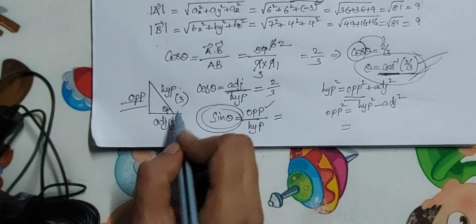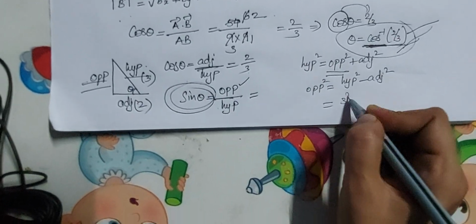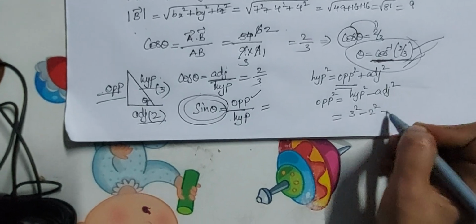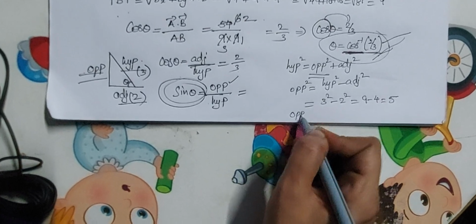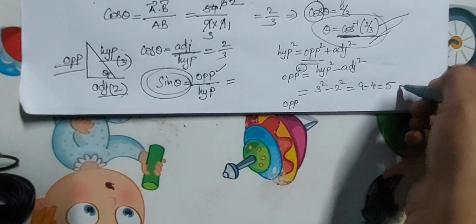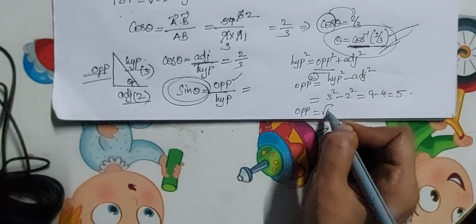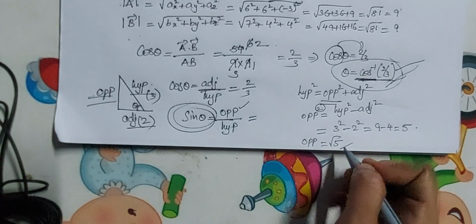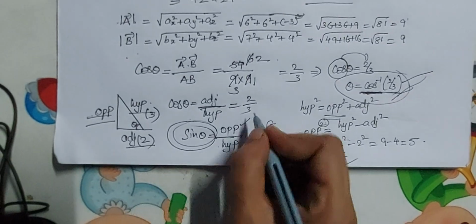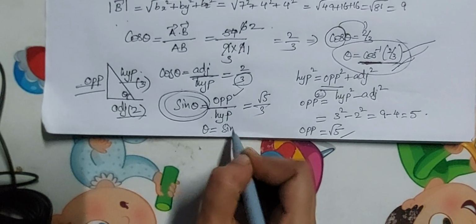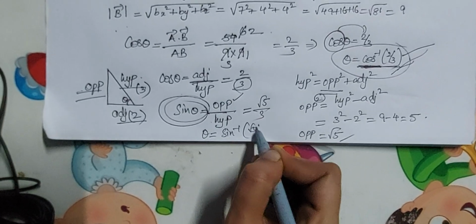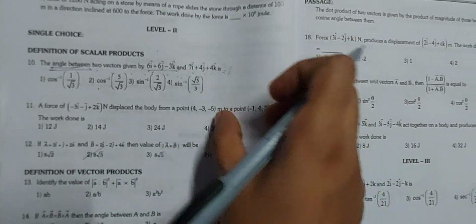So what did we get? Hypotenuse is 3 square, adjacent is 2 square. It is 9 minus 4. We got 5. But we required only the opposite, so if we send this square to the other side, it becomes a square root. So now we got the opposite side as root 5, with hypotenuse 3. I think we got the answer. Theta is equal to sin inverse root 5 by 3. Let me find whether the answer is there in the textbook. So here is the option: sin inverse root 5 by 3.